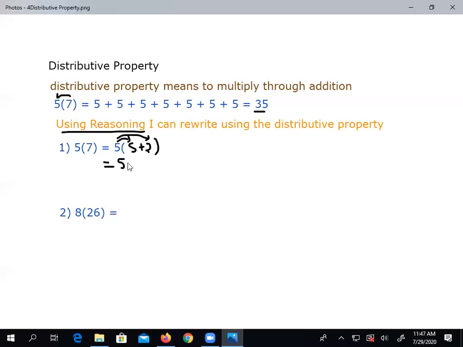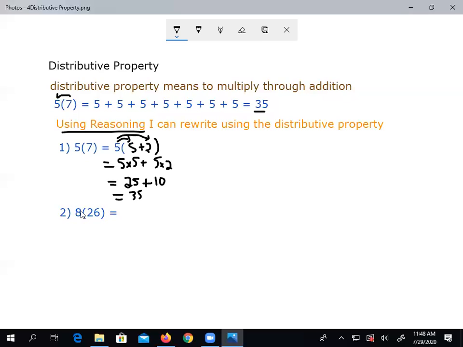It turns into 5 times 5 plus 5 times 2. So then you have 5 times 5 is 25, plus 5 times 2 is 10, and 25 plus 10 is 35. On this particular problem, that was overkill, but notice that that's what distributive property means: multiply through addition.